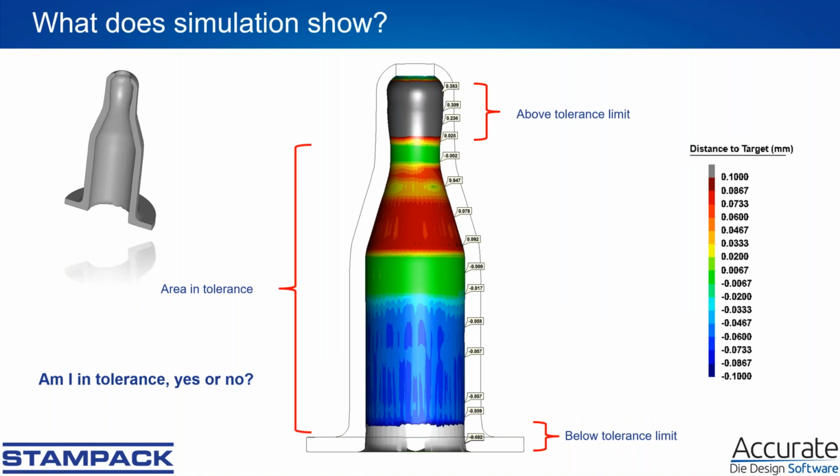One of the most important features for our customers is the so-called tolerance check, because tolerances are everybody's problem. At the end of the day, the question is not always to make a feasible part, because maybe you know how to do it, but the question is, am I in tolerance, yes or no? For example, in this round drawing part, tolerance was plus minus 0.1 millimeter, and then you see immediately, okay, in this area I'm out of tolerance. In this area I am out of tolerance. I have to change something in the process design to come back to tolerance.